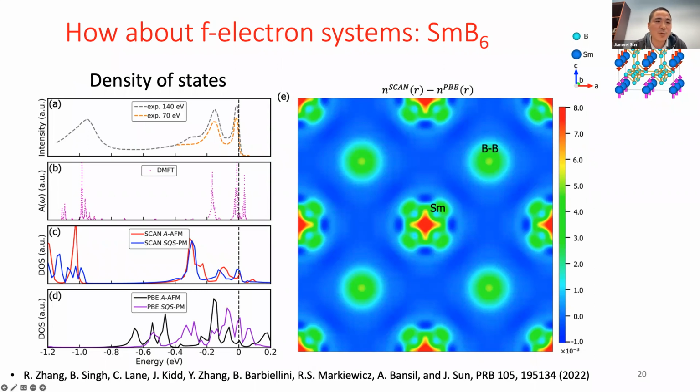But here, what I would like to show is the density of states from SCAN in comparison with the experiment, DMFT and PBE. The middle one, panel C, is SCAN with AFM and SCAN with this SQS PM, the paramagnetic phase modeled by a special quasi-random structure. You can see, of course, with PBE all the density of states just cluster around the Fermi level, which is quite wrong.